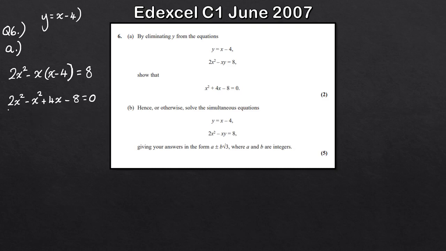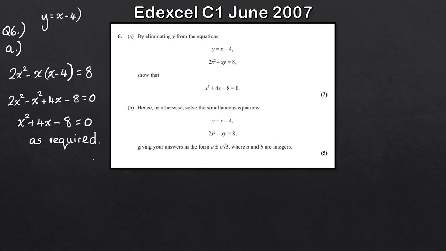So all we need to do then is collect the like terms here. So what I get is x squared plus 4x minus 8 equals 0. Okay, and that was exactly as we required. So that's part A done there. That gets us 2 marks.